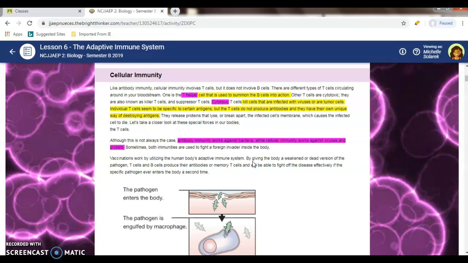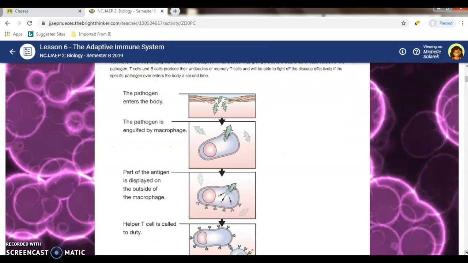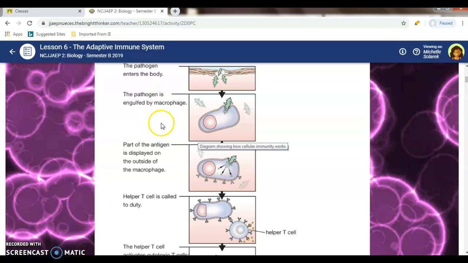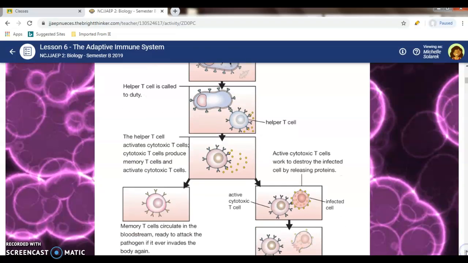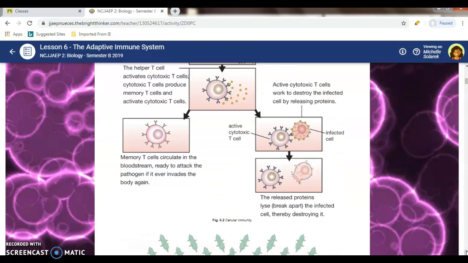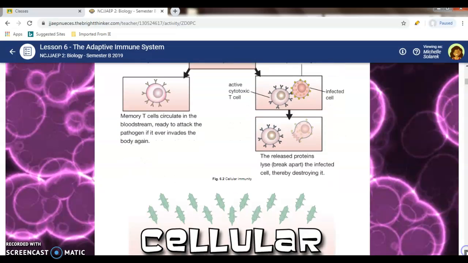However, this is not always the case, as antibody immunity works against bacteria while cellular immunity works against viruses and protists. Going down, we see that the pathogen enters the body, and the pathogen is engulfed by the macrophage, which we talked about, and then part of the antigen is displayed on the outside of the macrophage. We have the helper T cell coming in, helping to fight off that cell, and then afterwards it produces memory T cells and activates cytotoxic T cells, working together to destroy the infected cell.